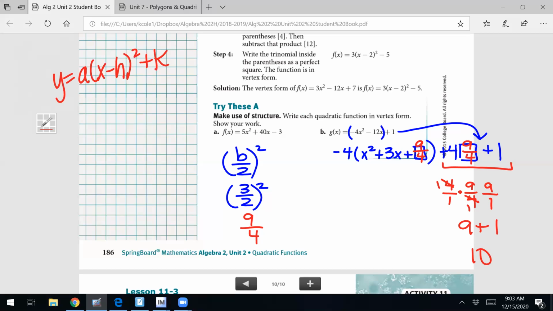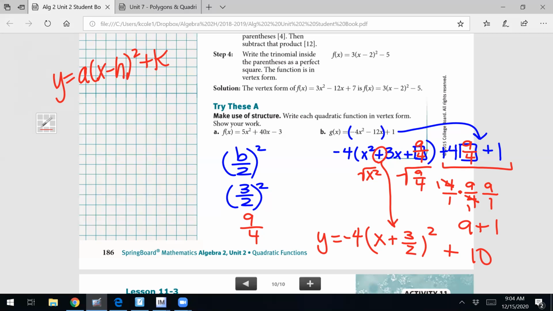We got our K. Now we need to make this trinomial become a binomial squared. So what's the square root of x squared? X. What's the square root of 9 over 4? 3 over 2, because the square root of 9 is 3, the square root of 4 is 2. Do we have a plus or a minus in the middle? And how do you know? B is plus. Since B is plus, that's a plus. What number goes in front? -4. So y equals, that's your answer.